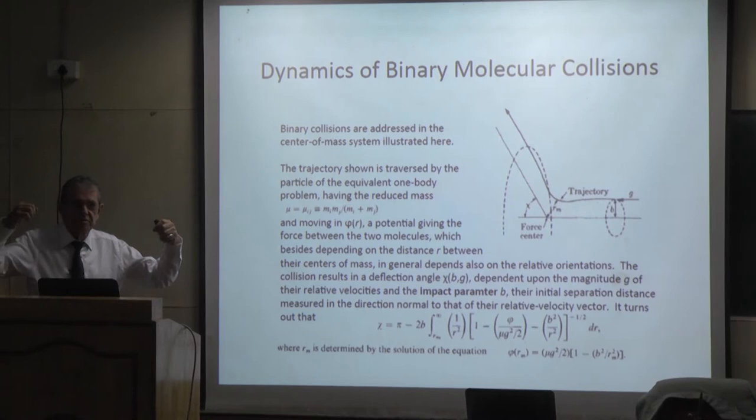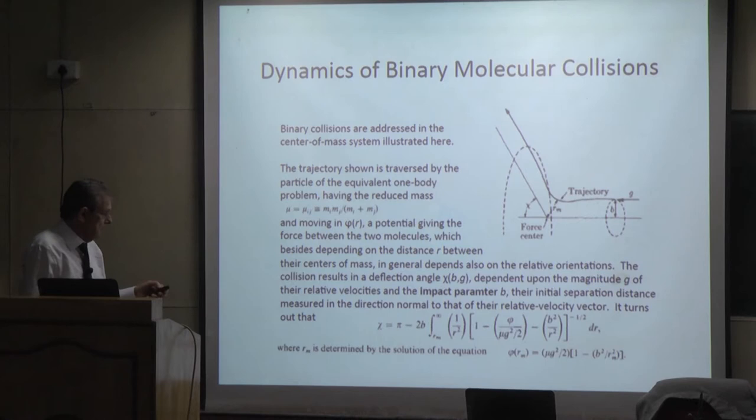So when you do that, you can express the interaction in this central force form, where there is a force center in the center of mass system, and so the two body problem then reduces to a one body problem, the motion of an equivalent body in this central force, and that one body problem involves the reduced mass, the product of the mass of one of the molecules and the other divided by the sum.